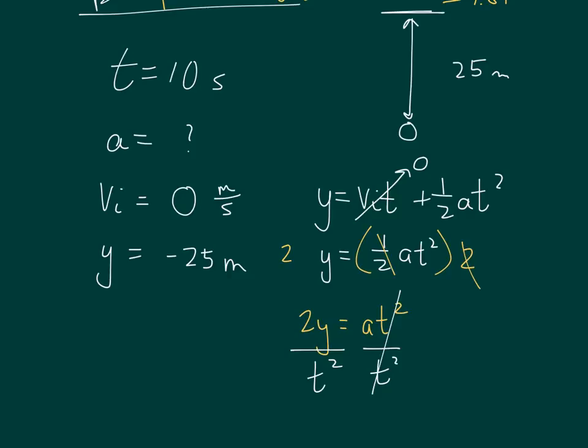We get negative 50 over 10 squared. Well, it's negative 50 over 100, so negative 0.5, actually. This is easy. Okay, a very, very small acceleration due to gravity. This would be a very, very small planet.